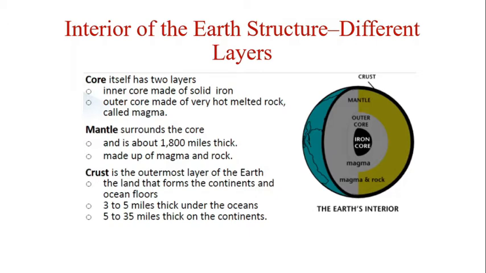Second layer is the mantle. It surrounds the core and it is about 1800 miles thick. It is made up of magma and rock. And the innermost is the core. It itself has two layers: the inner core made up of solid iron and the outer core made up of very hot melted rock called magma.